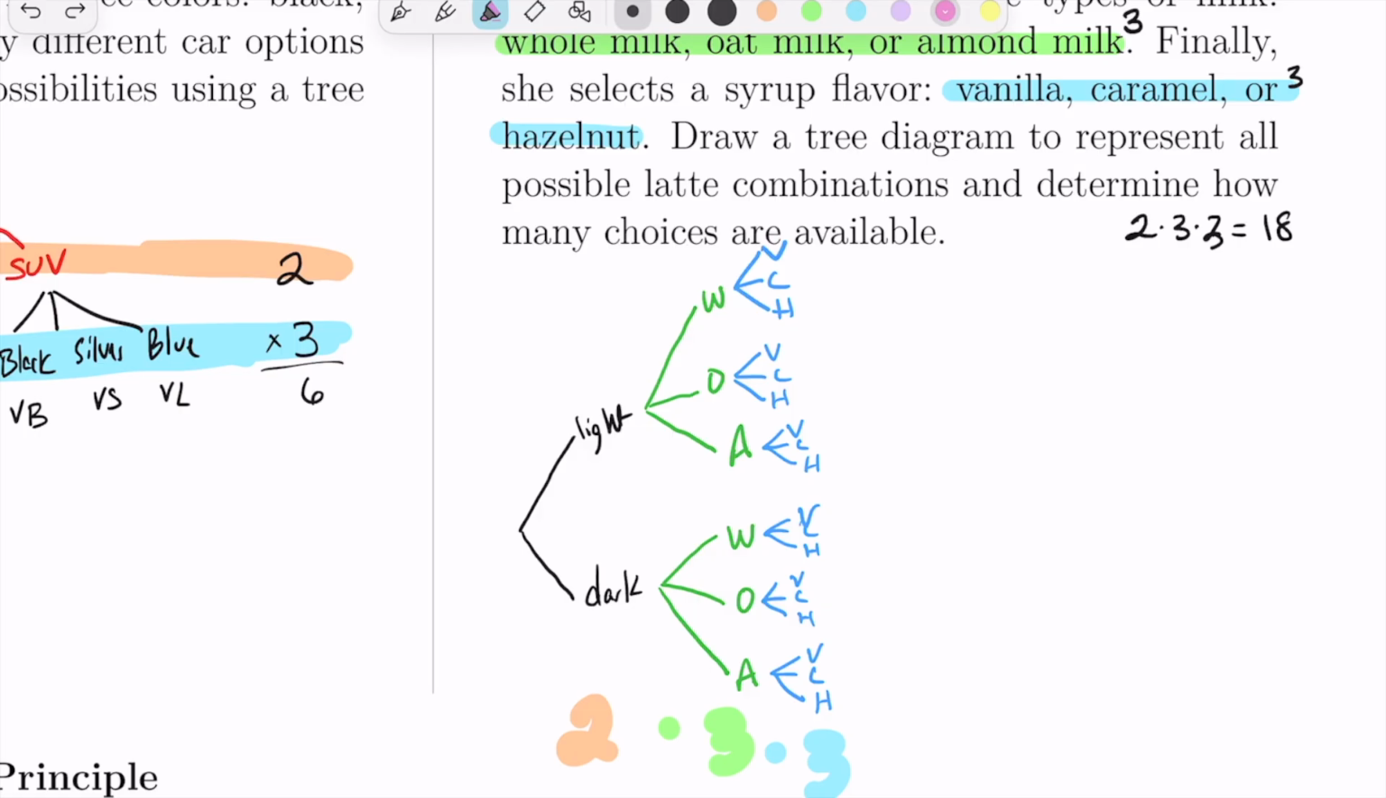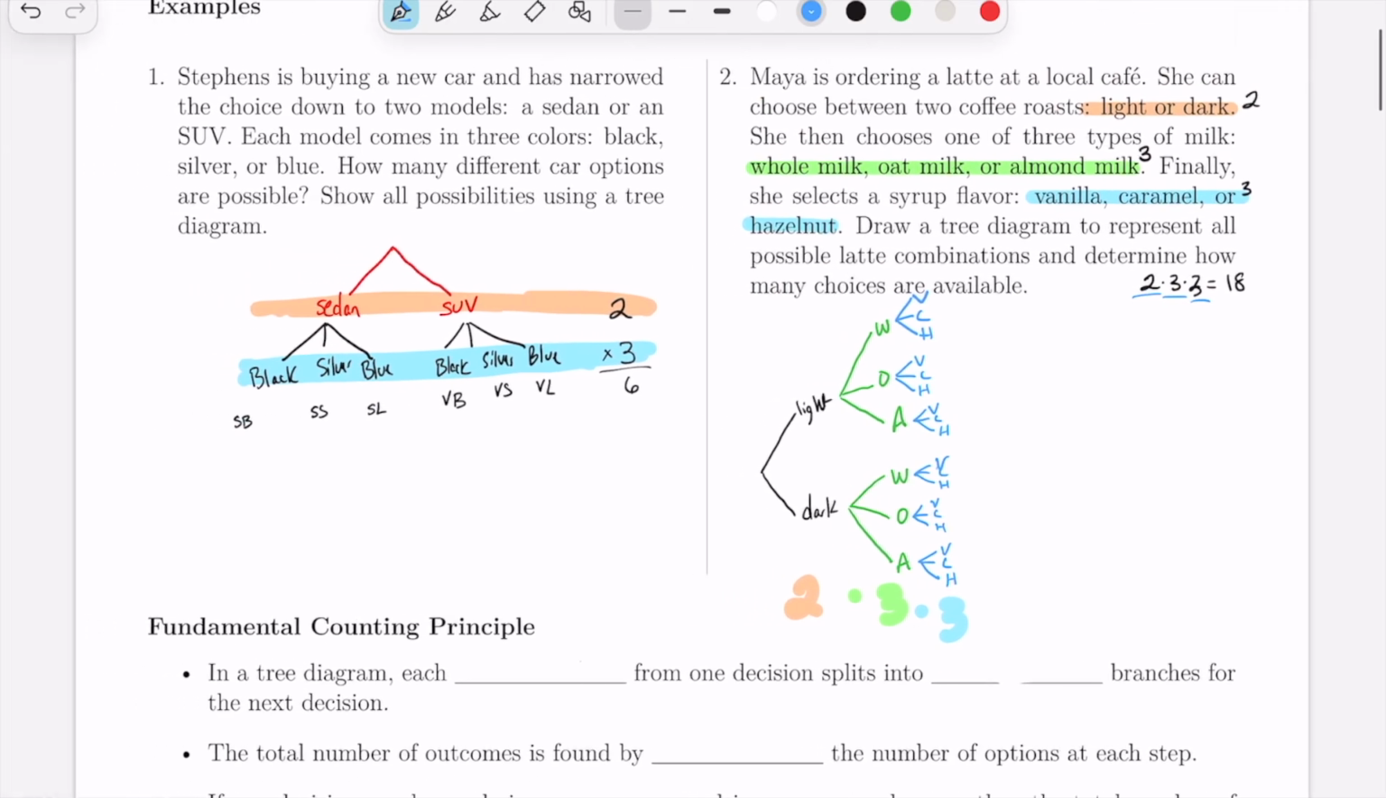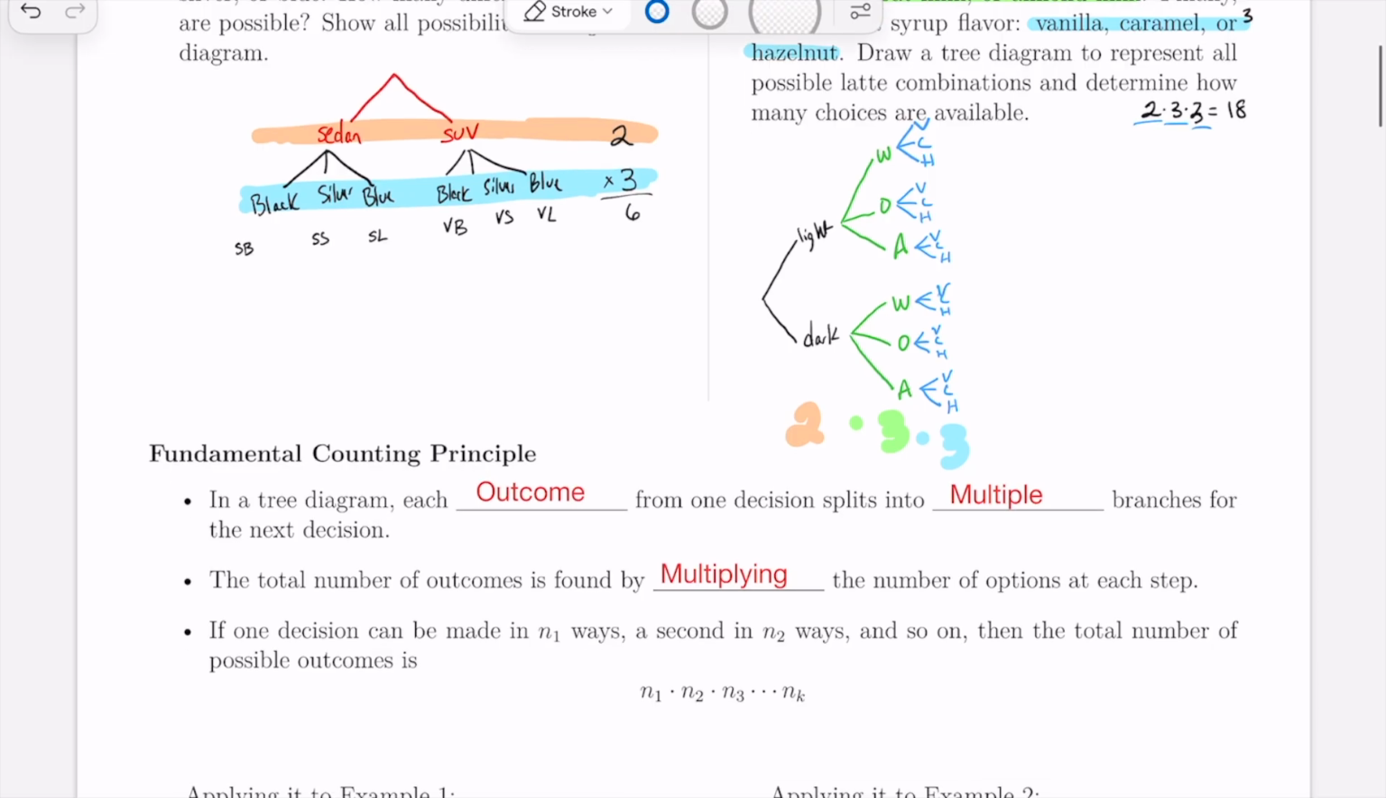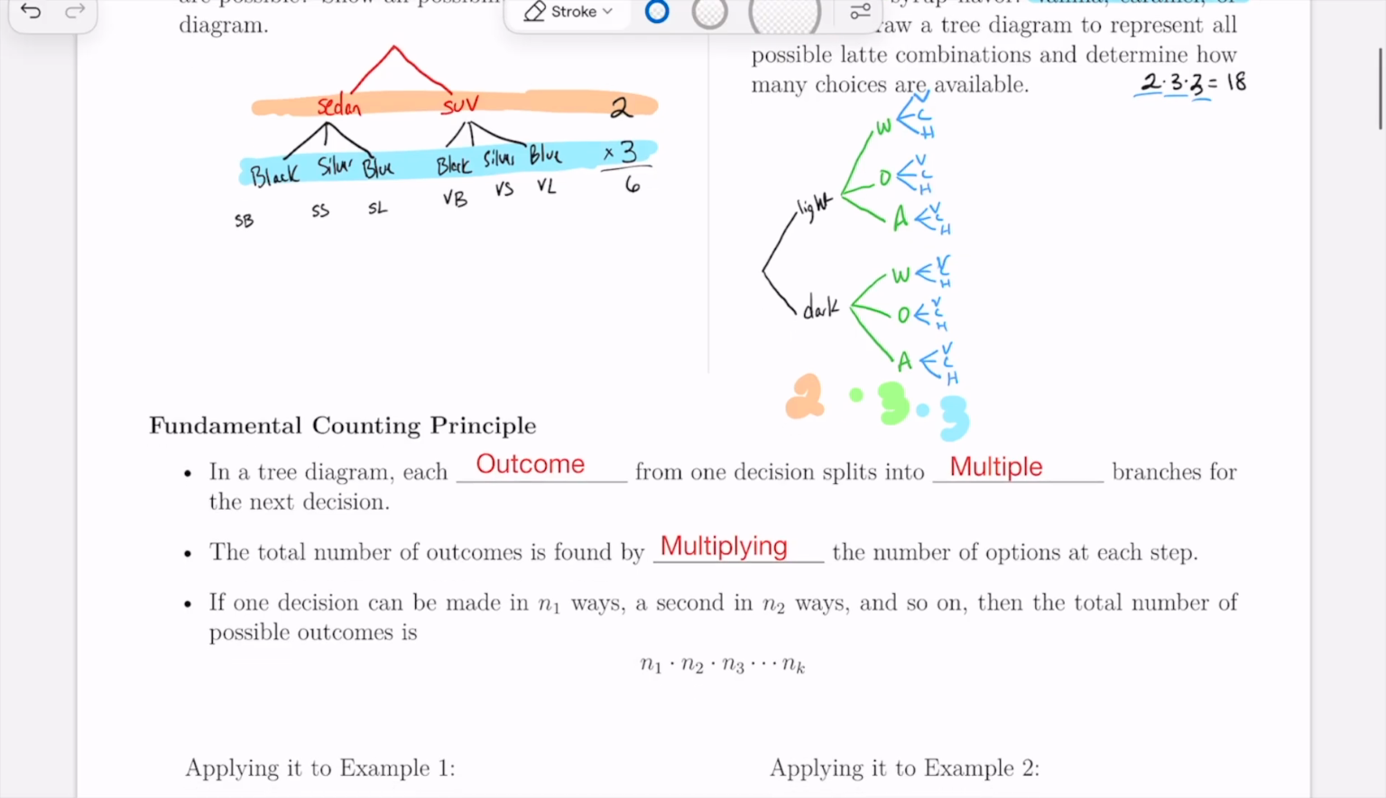Instead, we can kind of learn what's called the counting principle, and we can just multiply these number of choices. So in our tree diagram, each outcome from one decision splits into multiple branches for the next decision. And then the total number of outcomes is found by multiplying the number of options at each step. If one decision can be made in n sub 1 ways, and a second decision is made in n sub 2 ways, and so on, we're really just multiplying them. And I know that this is kind of a fancy math way of really just saying multiply the number of choices at each decision point.